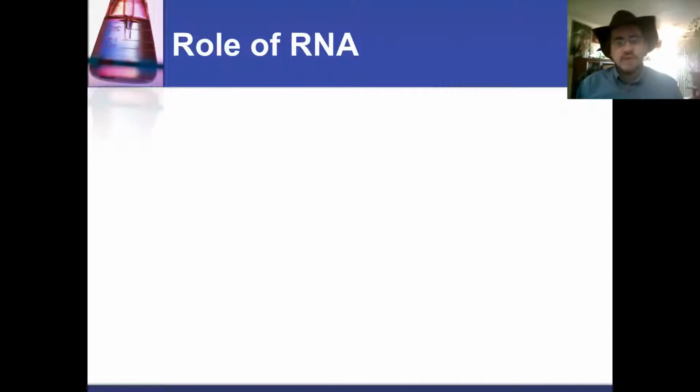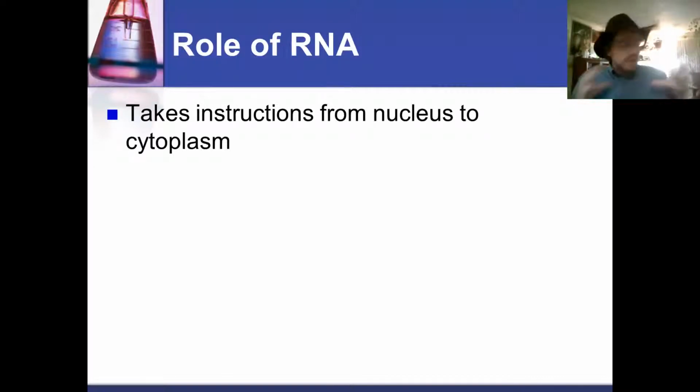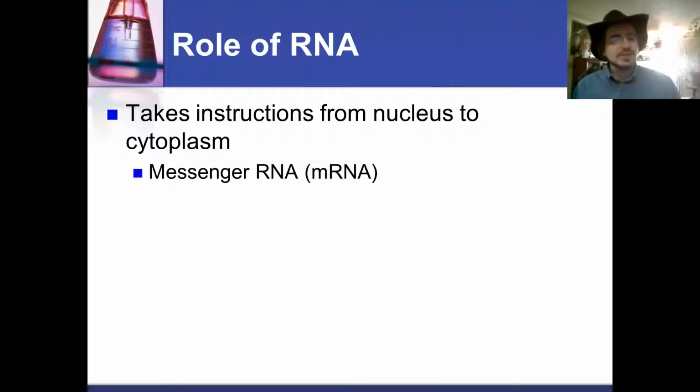So let's look at the role of RNA in all of this. The nucleus is a very crowded area. You have like 10 feet or 6 feet of DNA wrapped up, tightly packaged, shoved into the nucleus. Very, very crowded space. You do not want all of your protein synthesis to just be crammed in there. So one of the roles of RNA is to take the instructions from the nucleus to the cytoplasm. In fact, that RNA copy of a gene is messenger RNA, or creatively abbreviated mRNA.